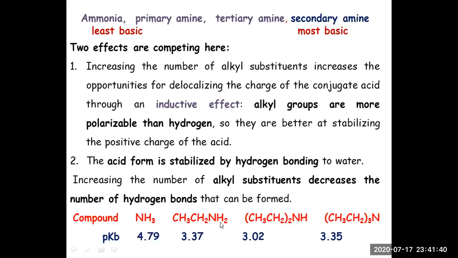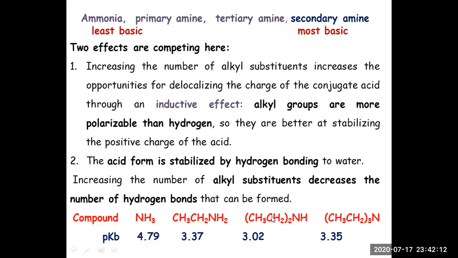The more the number of hydrogen atoms attached to this nitrogen, the more will be the capacity to form hydrogen bonding with the solvent like water, and that will make that particular molecule, an ion or the conjugate acid, more stable. Along with that, a steric factor is also there. So why in tertiary amines, actually there are three alkyl groups attached.